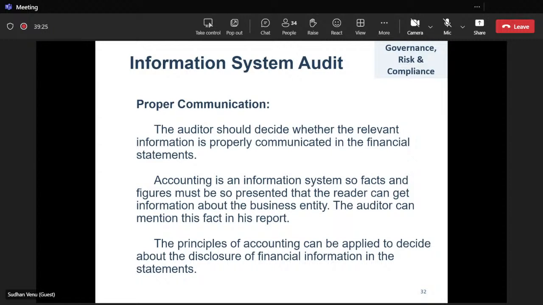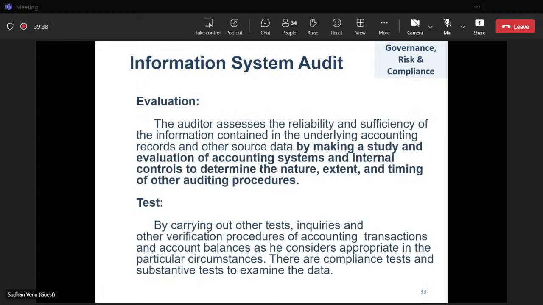And the proper communication, which means the principles of accounting can be applied to the design of the disclosure of the financial information in the statement. The auditor can mention the fact in his report, so it will be communicated. And the evaluation is for making the study and evaluation of the accounting systems and the internal controls to determine the nature, extent, and timing of the other auditing procedures. And the test is carried out by other test inquiries and other verification procedures of accounting transactions and account balances. These are the compliance tests and the substantive test to examine the data.